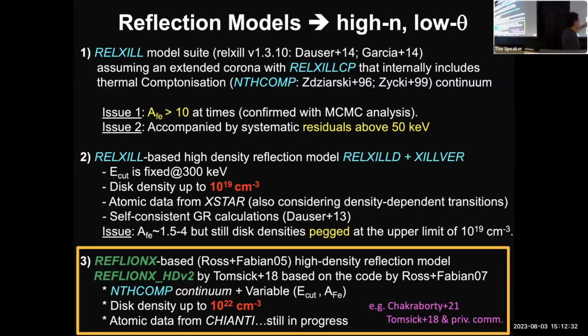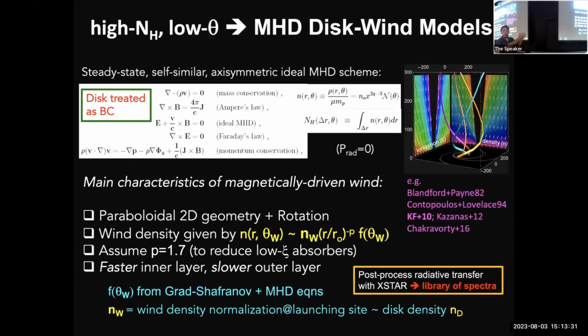So we decided to go with a different reflection model, the high density reflection model, originally developed by Tomsick et al. 2018. This model utilizes a non-thermal Comptonization continuum with a variable high energy cutoff and abundances. What's more interesting and important for us is that the disk density can go up to the order of 10^22, which is really high. I have to admit that we don't know much about the atomic physics in this high density regime, but we need a high density model, so we thought this was a good start. And all of this reflection spectroscopy tells us that the inclination of the system is relatively small, not equatorial, high inclination.